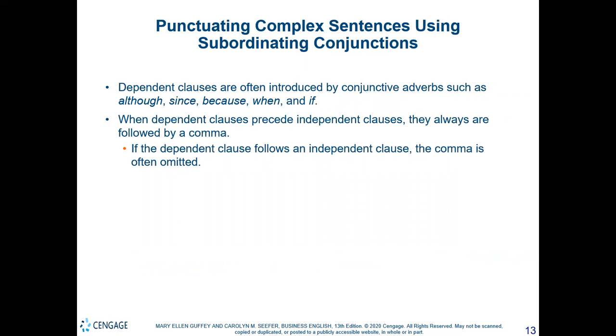Punctuating complex sentences using subordinating conjunctions. Dependent clauses are often introduced by words such as although, since, because, when, and if. When dependent clauses precede independent clauses, they are always followed by a comma. If the dependent clause follows an independent clause, the comma is often omitted.